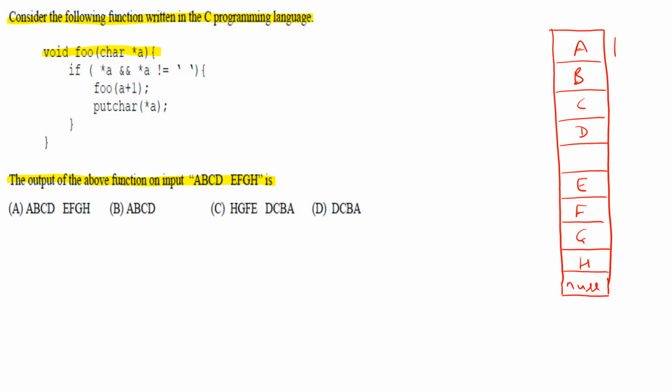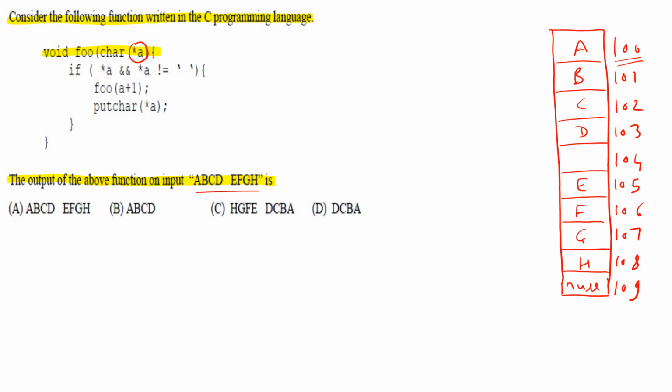Imagine that the starting address is 100, right? Now in C, every character requires 1 byte, so the next characters are at 101, 102, 103, and so on up to 109. Now this is the string which we have passed as input. When you pass a string, what you actually pass is the address of the string. The address of the string is 100, and this 100 will be copied into this variable A.